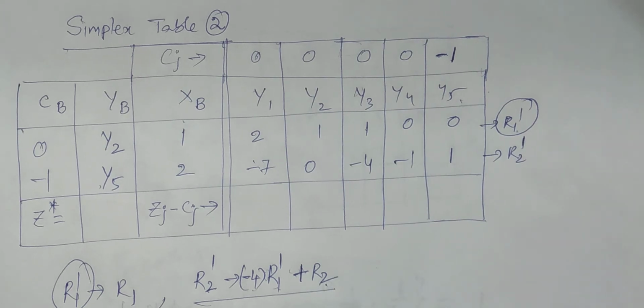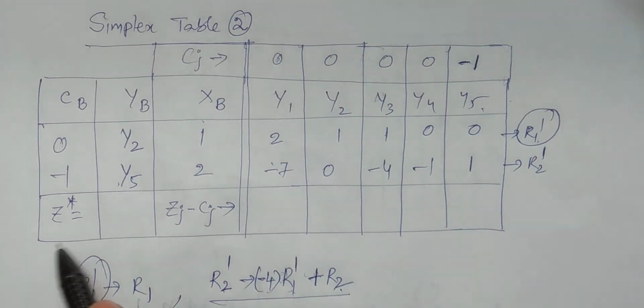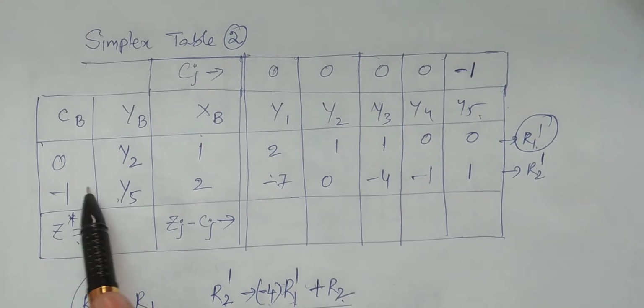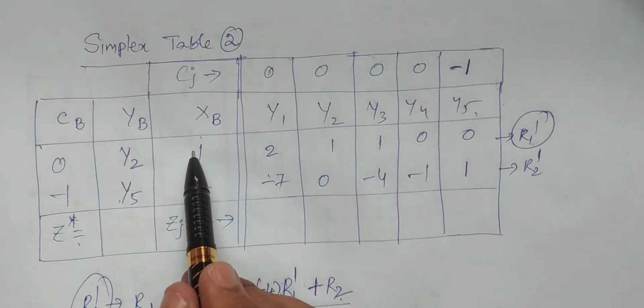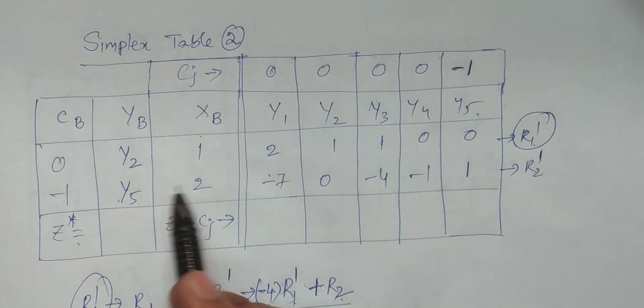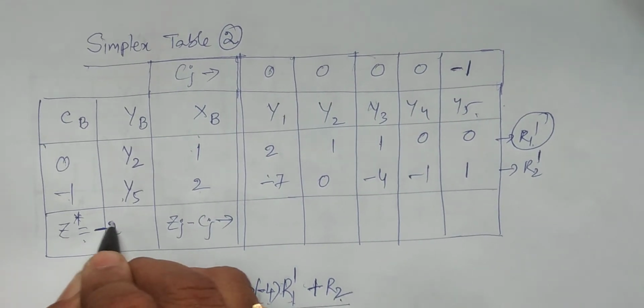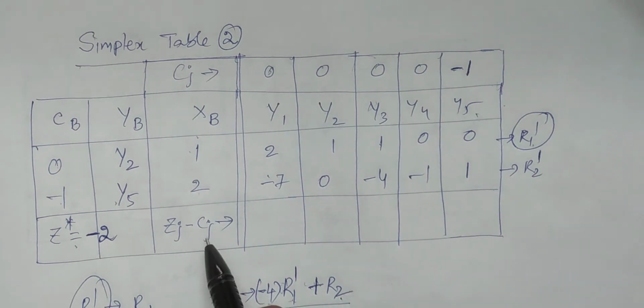Now again, what you have to do? You have to calculate Z star. What is Z star? It is CB XB. It is 0 into 1, minus 1 into 2, hence it is minus 2. Z star is minus 2. And then Zj minus Cj.